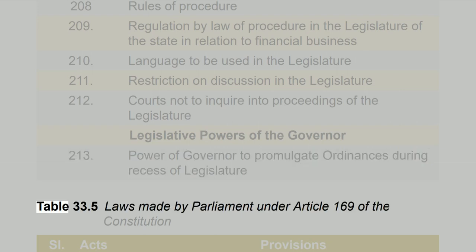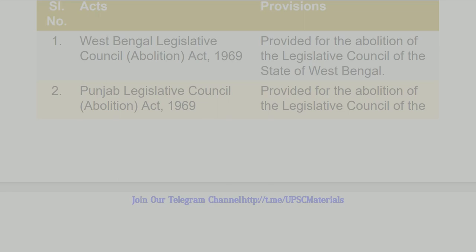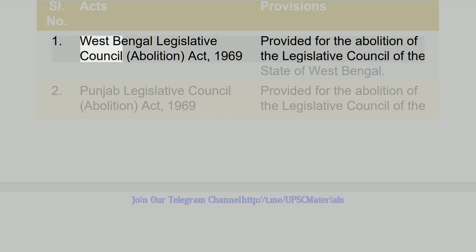Table 33.5 Laws made by Parliament under Article 169 of the Constitution. Serial number, Acts, provisions. 1. West Bengal Legislative Council Abolition Act, 1969, provided for the abolition of the Legislative Council of the State of West Bengal. 2.